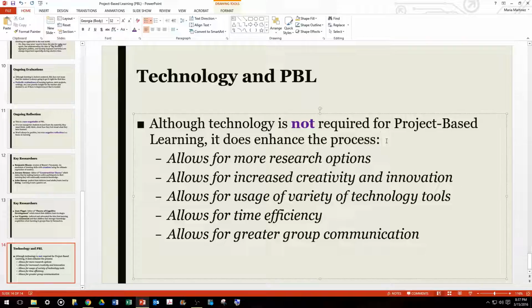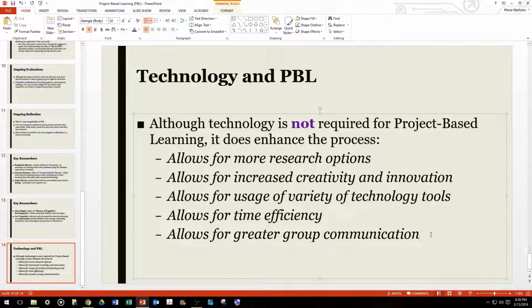Now, technology does enhance the process, and I won't lie, it does allow for more research options such as databases. It does allow for more creativity and innovation because there are increased products that people can use. There are, of course, a variety of technology tools that students get to use. Time efficiency, you're not having to cut and paste or handwrite. And then, of course, it does allow for greater group communication. Students, of course, can use Skype or Hangouts and other technological tools.